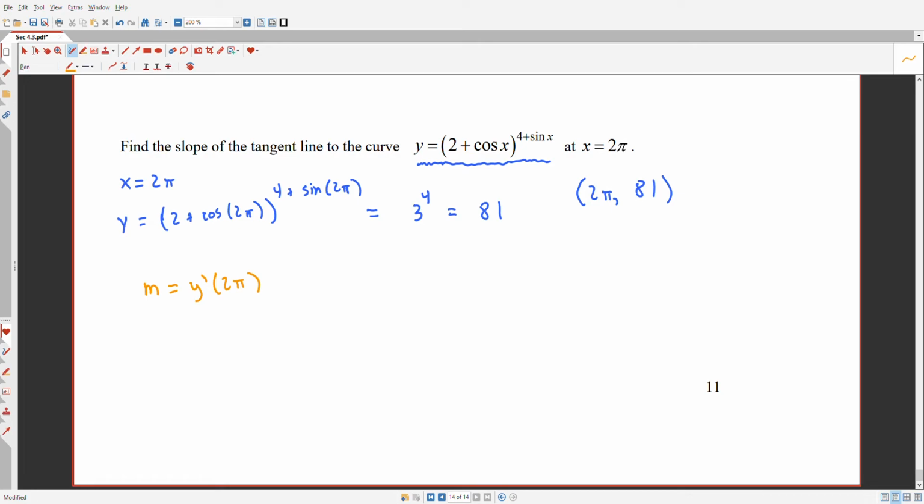So finally, the logarithmic differentiation part of this is going to enter when we want to figure out what y prime is. So I'm going to take a natural log of both sides. And what you'll see me doing is applying my log rule. I'm going to bring that power down, that's 4 plus sine of x, times the natural log of 2 plus cosine of x.